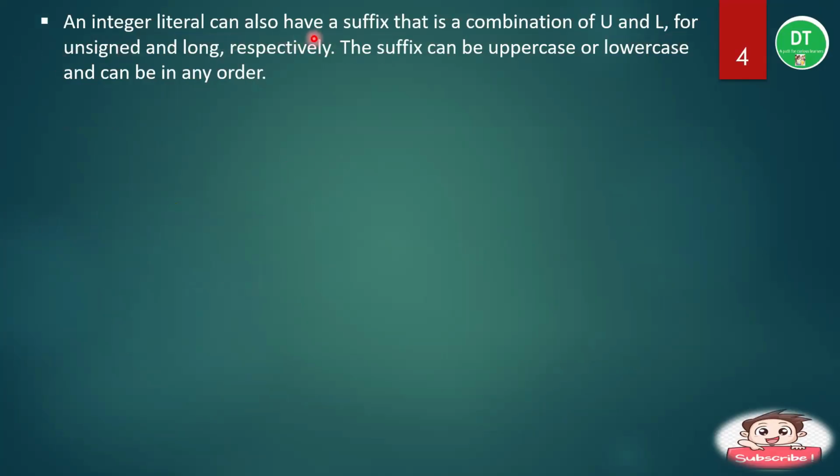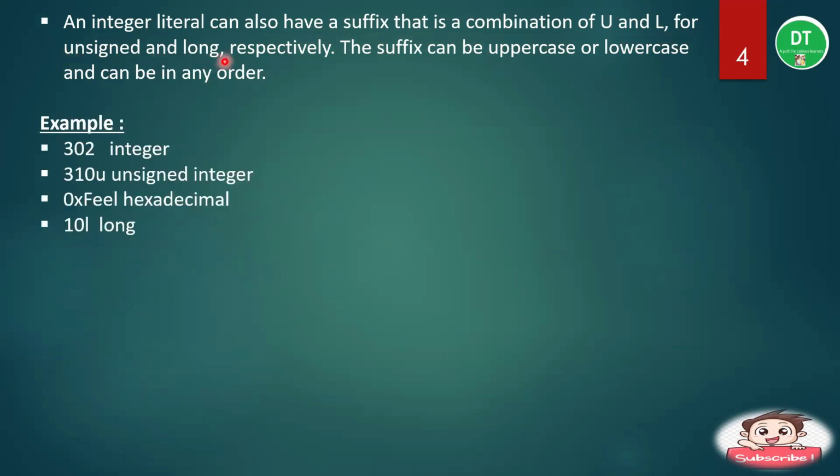An integer literal can also have a suffix that is a combination of U and L, for unsigned and long, respectively. The suffix can be uppercase or lowercase and can be in any order. Examples of integer literals are given here. 212 is an integer. 3110U means it is an unsigned integer. 0xFeeL is hexadecimal and 10L is a long. L stands for long here and 10 is our number.